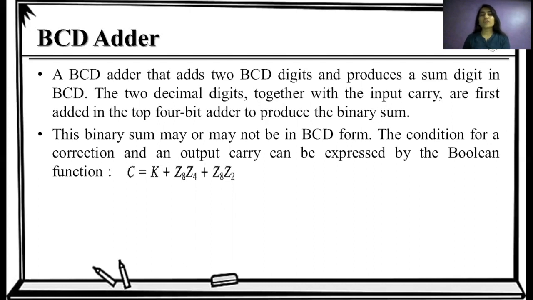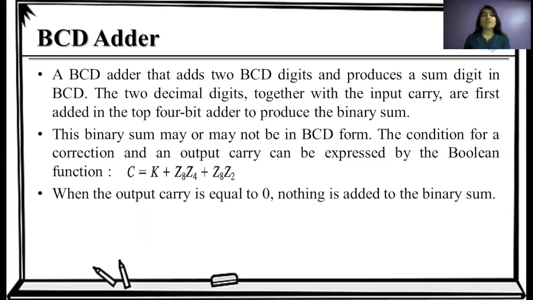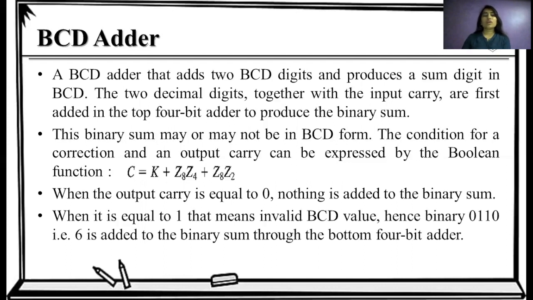The condition for a correction and an output carry can be expressed by the Boolean function C = K + Z8Z4 + Z8Z2. When the output carry is equal to 0, nothing is added to the binary sum. When it is equal to 1, that means an invalid BCD value, hence binary 0110, that means 6, is added to the binary sum through the bottom 4-bit adder. So this is how we can calculate BCD addition, and we have an answer in BCD form.